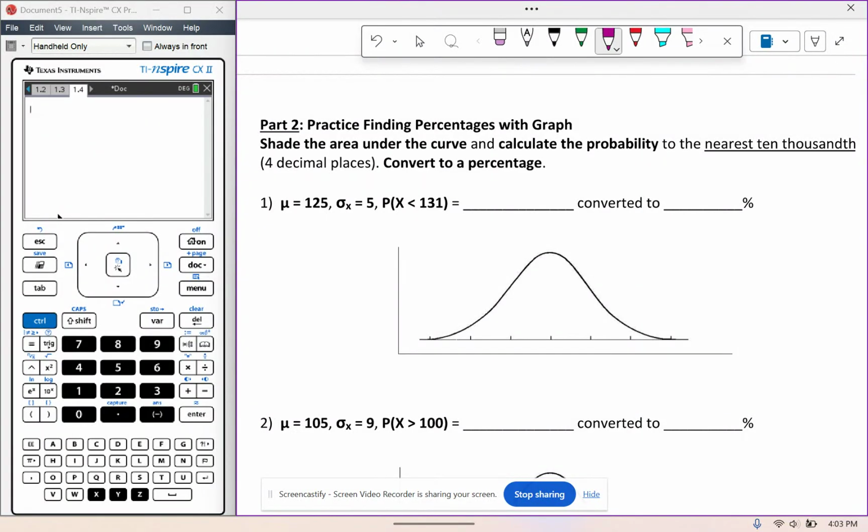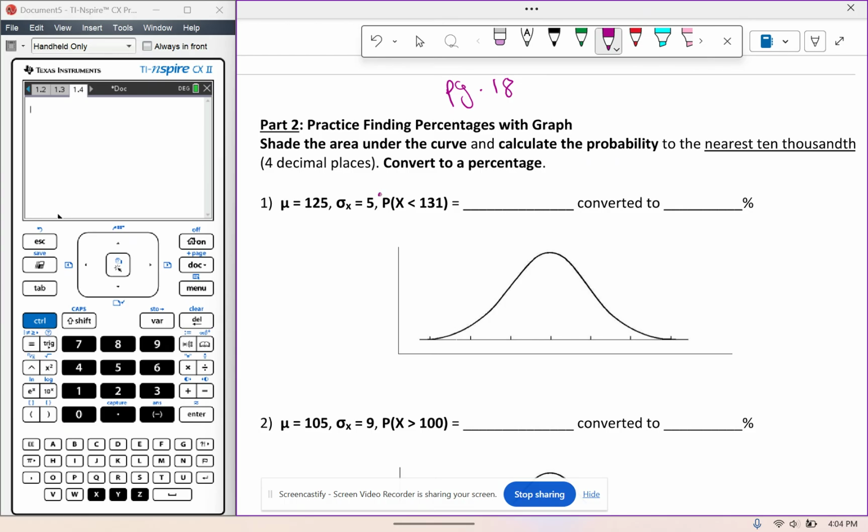So shading. This is again on page 18, and we're going to focus on shading even though I have a calculator out. We are looking for area under the curve, and then we need to find the percentages and stuff like that. But I really care about the shading. So let's just start at number one.